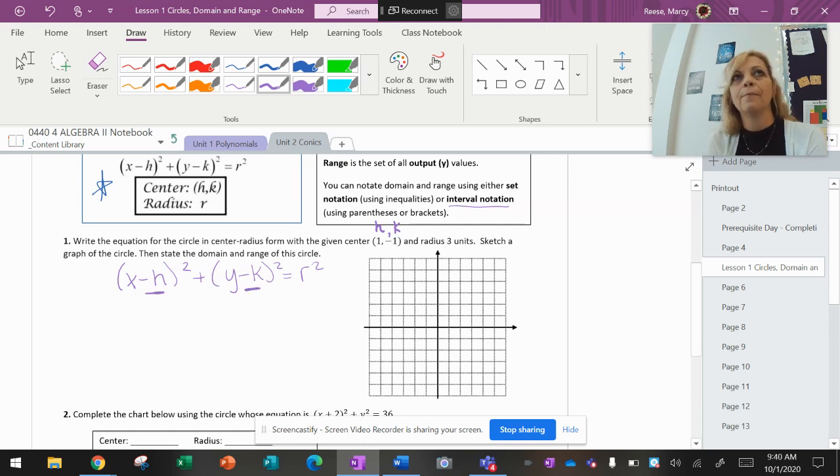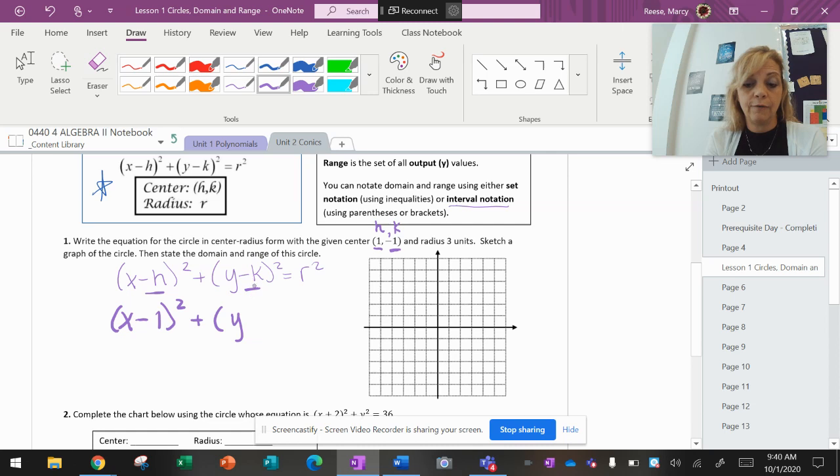Remember, I haven't said this to you yet, but you'll hear me say it throughout the year: inside a set of parentheses or inside a function is always considered the opposite. So that h is a 1. When I plug it into the formula, it's going to be a -1. And the k is a -1, right?